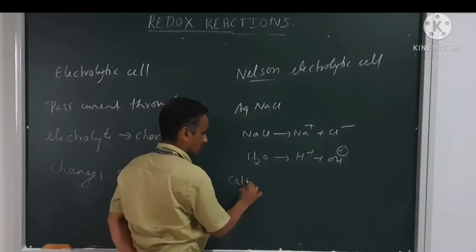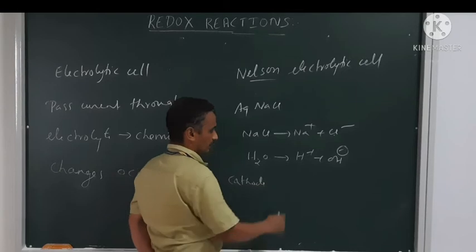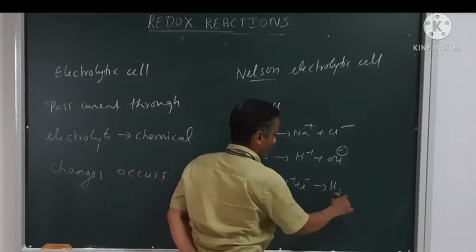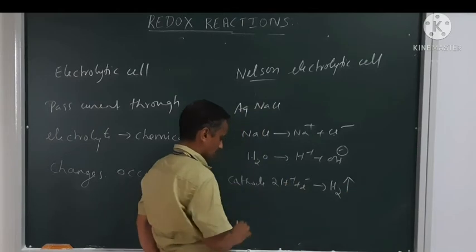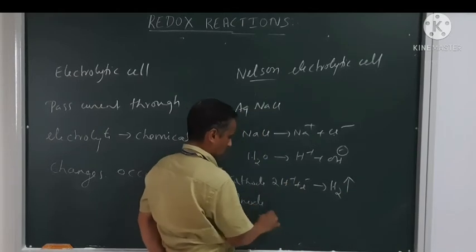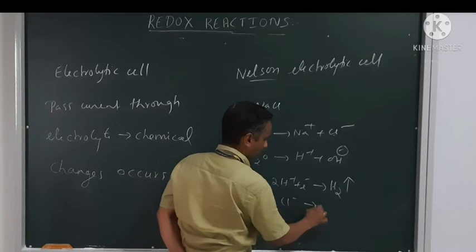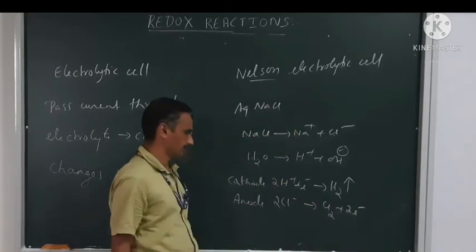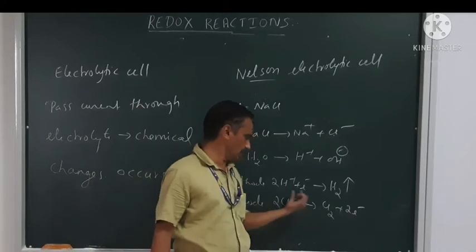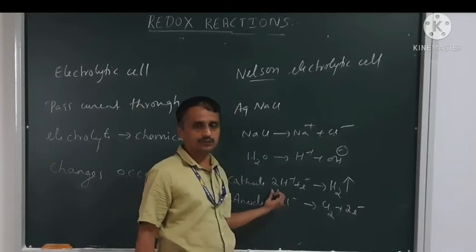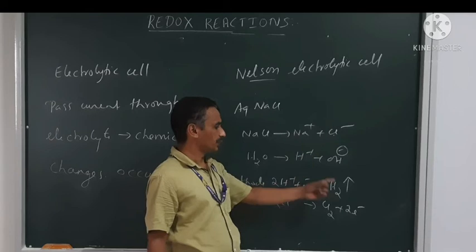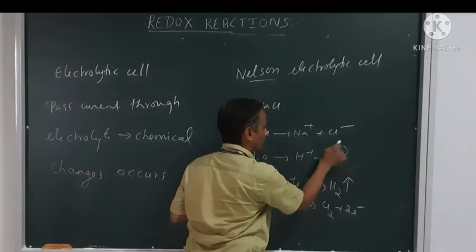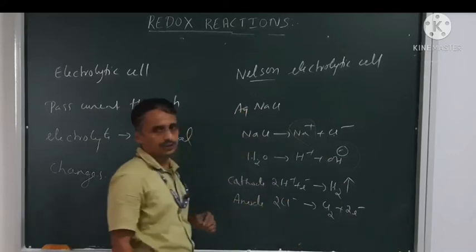At the cathode, H+ takes up an electron and gives H2 and gets liberated. At the anode, Cl- loses an electron and gives Cl2 with the 2 electron liberation. At the anode, oxidation, at the cathode, reduction takes place and I get H2 gas, Cl2 gas, and Na+ and OH- remain in the solution. They combine together and give NaOH.